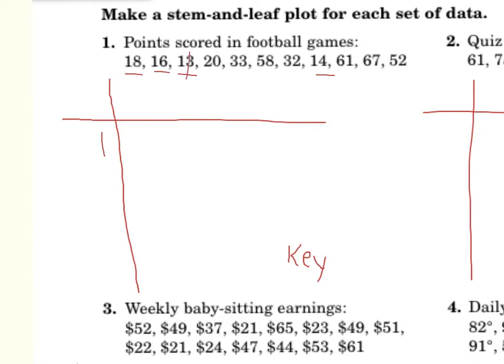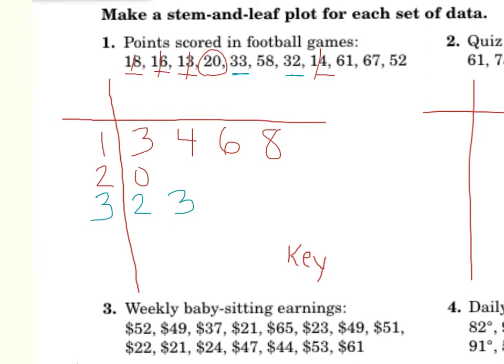So we're looking at 13 first. There's my 13. And then 14. And then 16. And then 18. Now let's do all the 20s. We have 20, and that's it. 20. Okay, any 30s? There's 33, 32. So let's do those. 32, and then 33.